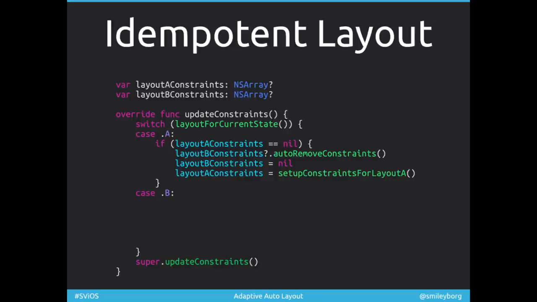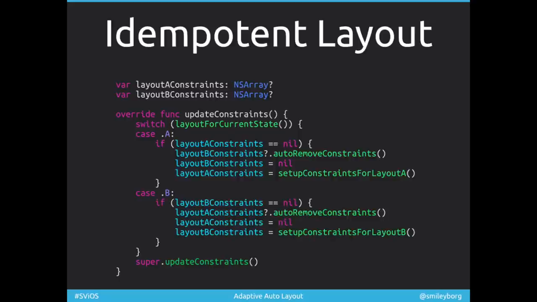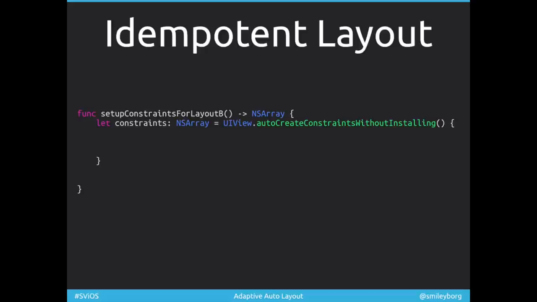Finally, we can install the constraints for layout A, which is that helper function, set up constraints for layout A, and then we store the constraints that it actually creates into that property. We'll look at an implementation of that in a second. But for the moment, know that it does return all the constraints that are required for A. B is the exact opposite, right? We check if the layout B constraints are already installed. If they're not, we remove any that are from layout A and then set up layout B. Pretty straightforward. So let's take a look at the line that sets up the constraints for layout B.